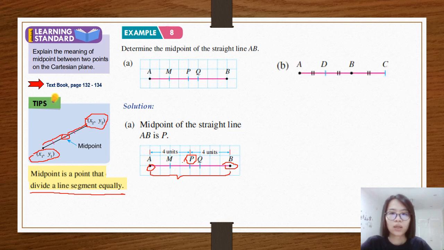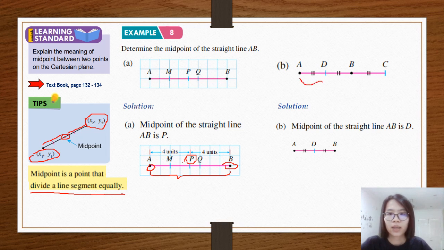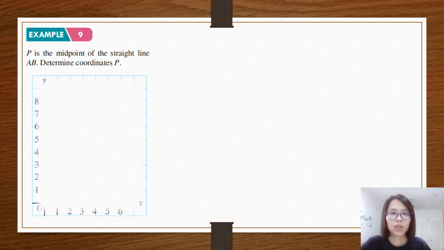Next, we look at B. We need to search for the midpoint of line AB. So, it's clear that the point D is the midpoint of AB because the point D divides the line AB equally into 2 parts. Now we proceed to example 9.